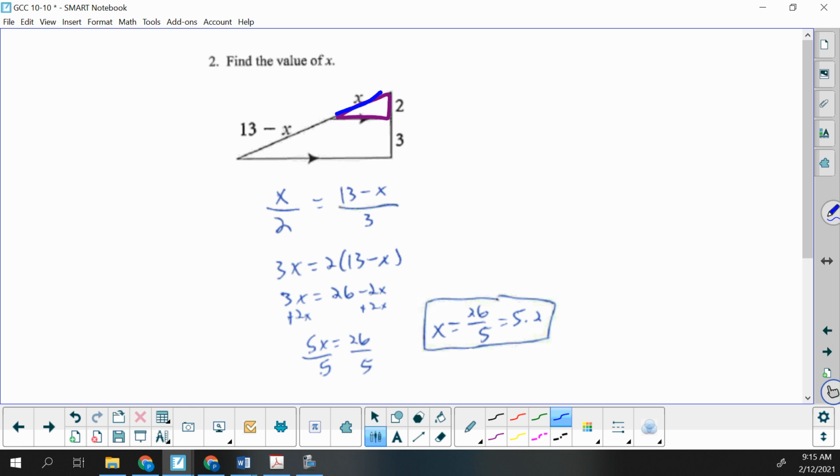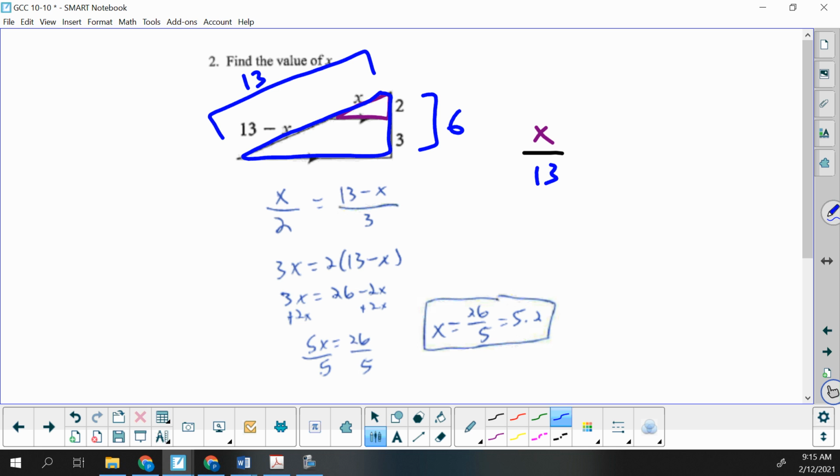We had that triangle and then this triangle. Well, in the blue triangle, that would be 6. When you add 13 minus x and x together, you get 13. So you could do x from the purple triangle over 13 from the blue triangle is equal to 2 from the purple triangle over 6. Oh, I misadded there. Sorry. 2 plus 3 is 5, not 6. So over 5 in the blue triangle, so you'd get 5x equals 26. And notice that would lead to the same thing.